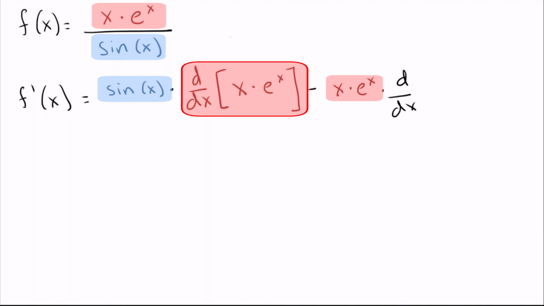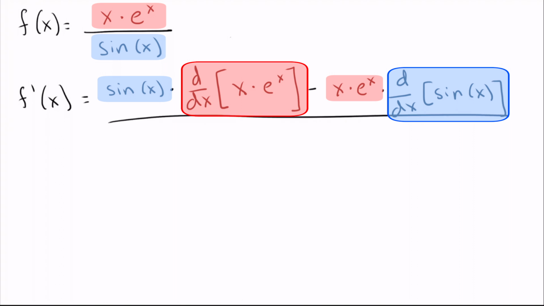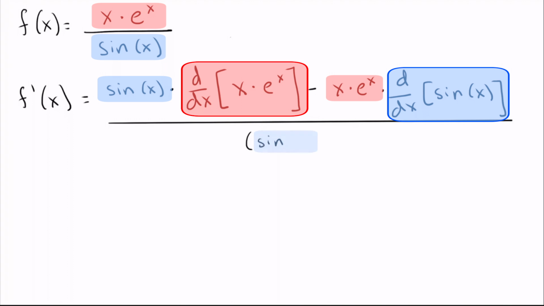Again, maybe you could just do that in your head, but for right now, I'm going to go ahead and leave it this way. Also, I'm using square brackets here. That doesn't mean anything different. I think it's just nice to not have too many parentheses floating around. Divided by the bottom squared. Okay, so there we go.